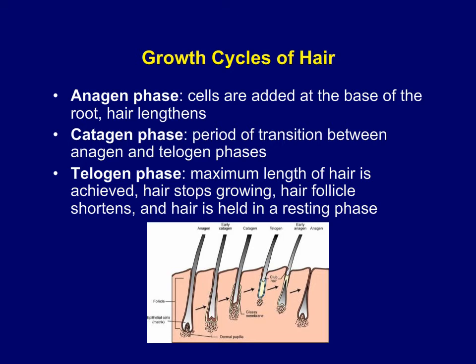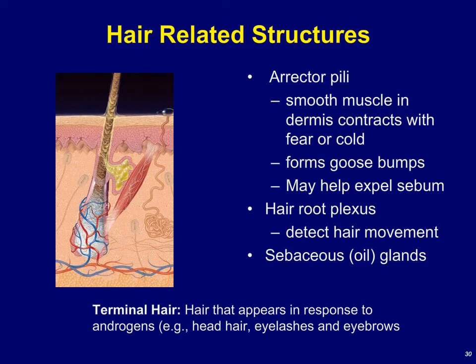Now, the catagen phase is just a transition between anagen and telogen. Just remember, anagen is the growth phase, telogen is the quiescent phase or quiet phase, and the phase after which the hair will be shed. Now, there are a suite of accessory structures that are associated with the hair or hair follicles, and the first of these is something called the erector pili muscle.